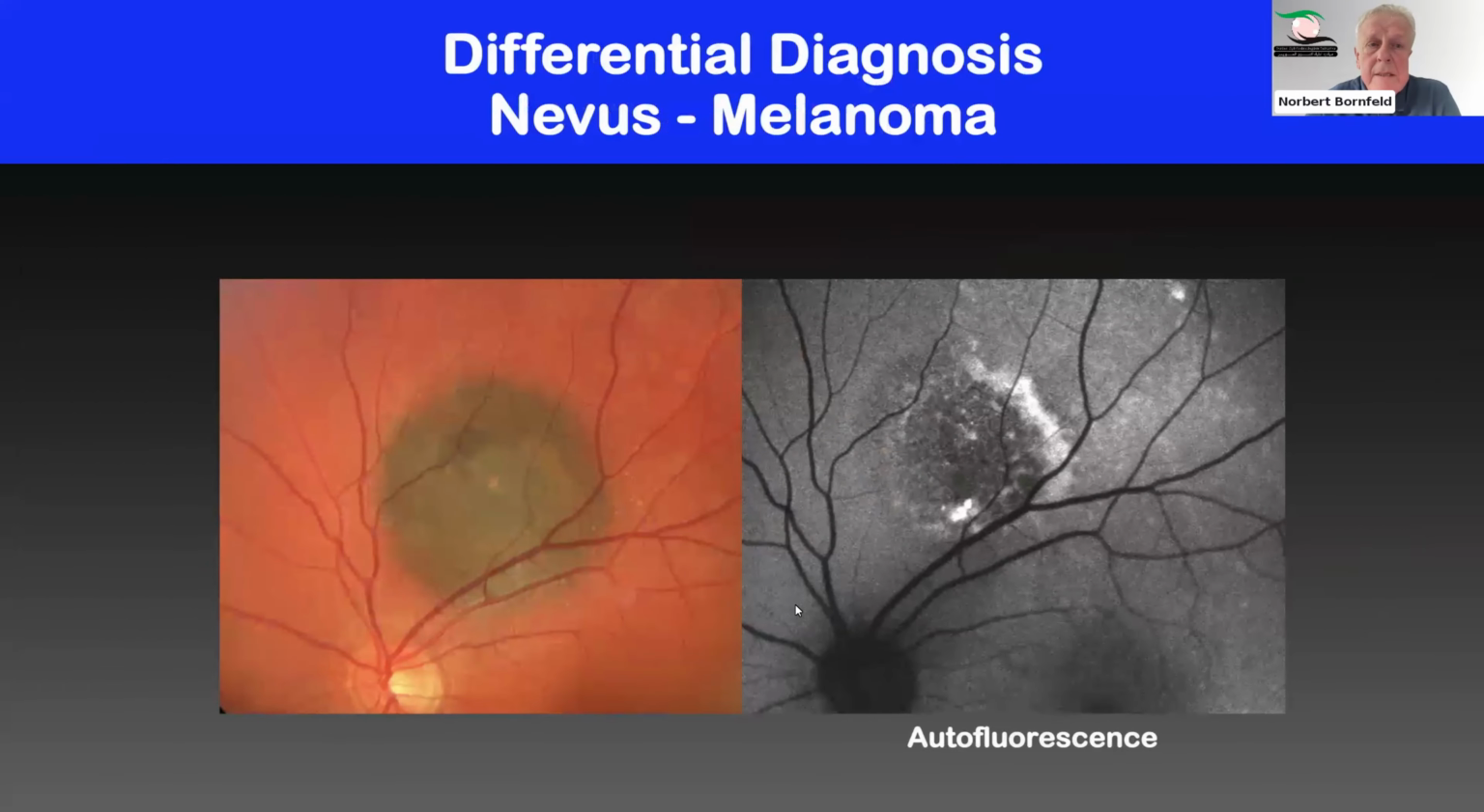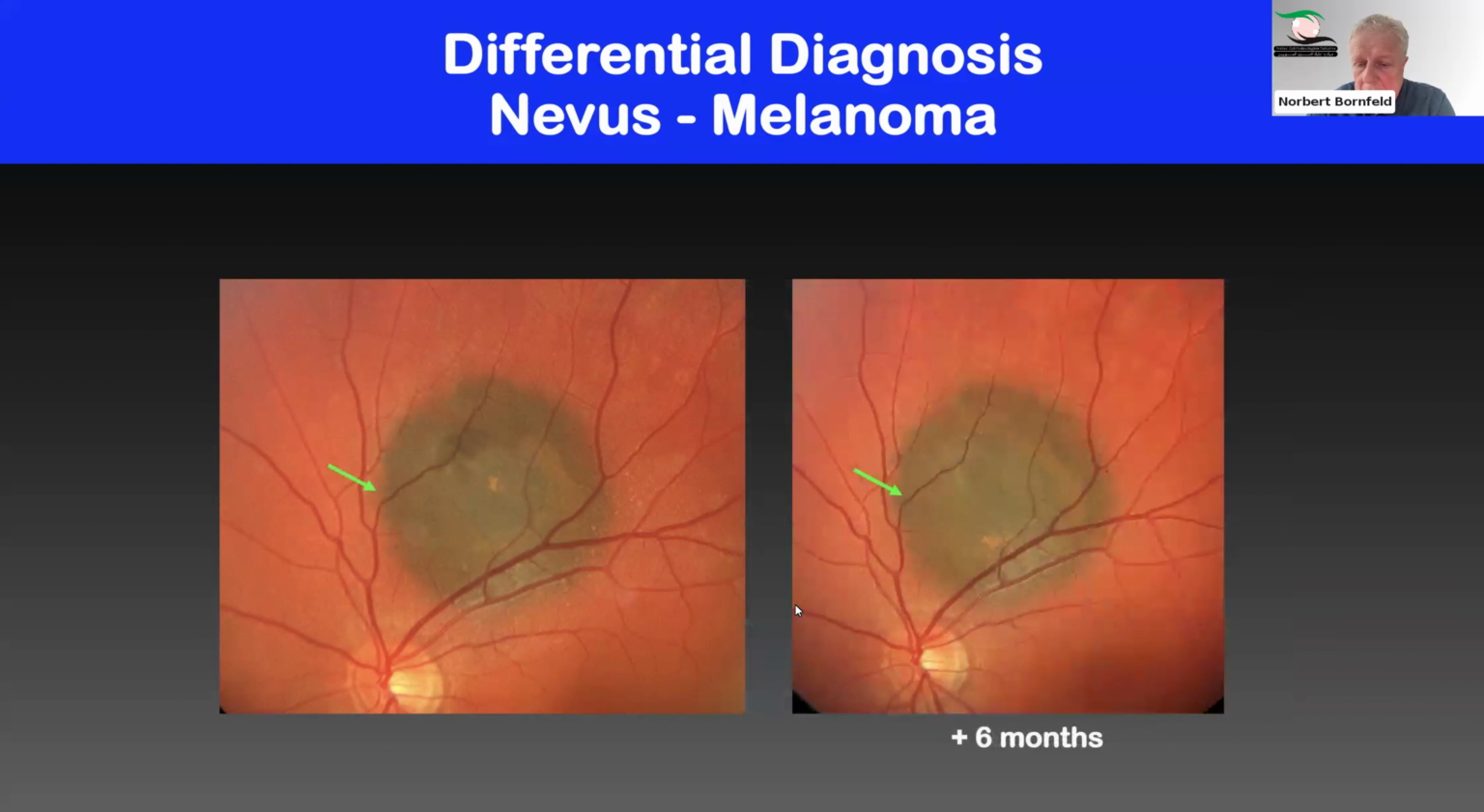What makes diagnosis in clinical practice the most complicated, tricky, and most pitfall-prone is the differential diagnosis between a nevus and a melanoma. That is a flat pigmented lesion with lipofuscin, shown on your right in autofluorescence. And 6 months later, this lesion has clearly grown. Just look at the green arrow, and there's no doubt that the lesion has become larger.